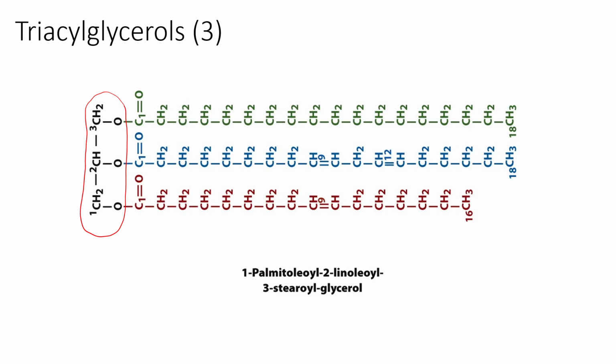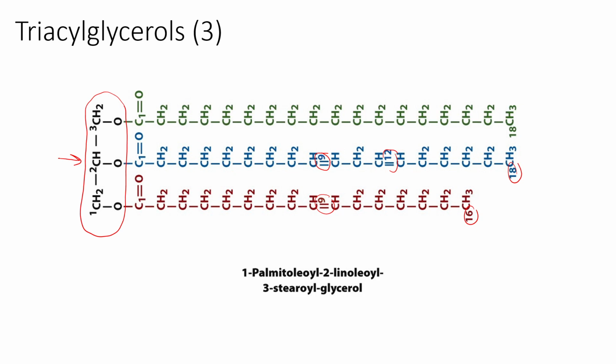Palmitoyl, we know, has 16 carbons in it, which we can see numbered down here. And we also have this double bond here at position 9, and so this particular group with 16 carbons and a double bond at the 9th carbon is called palmitoyl. On carbon 2 of our glycerol, in the middle here, labeled in blue, we have our linoleoyl. This is an 18 carbon fatty acid with 2 double bonds, just like we saw in our linoleic acid.